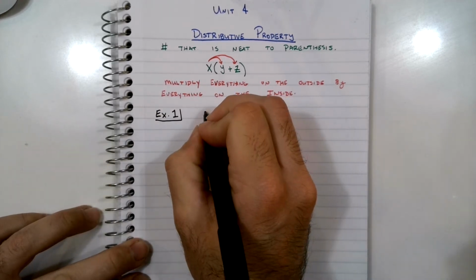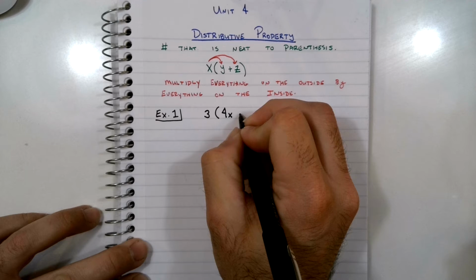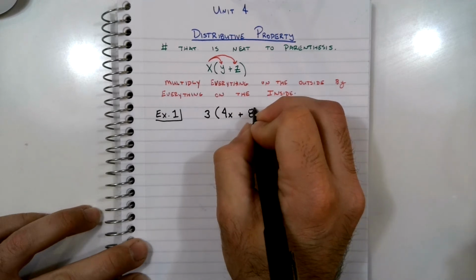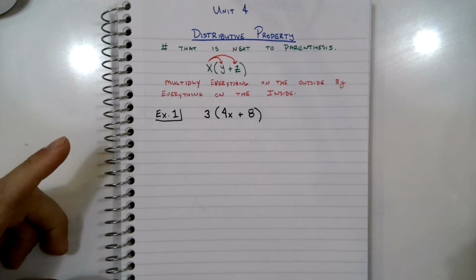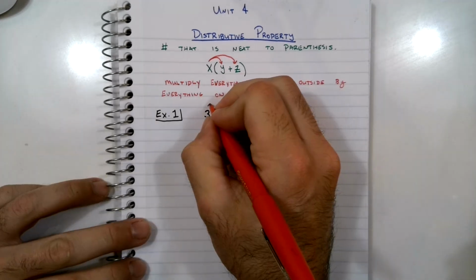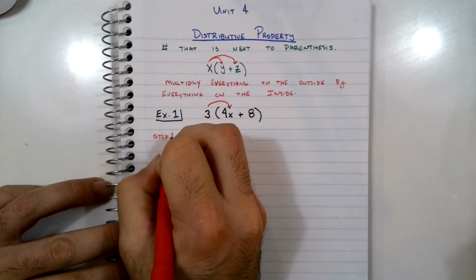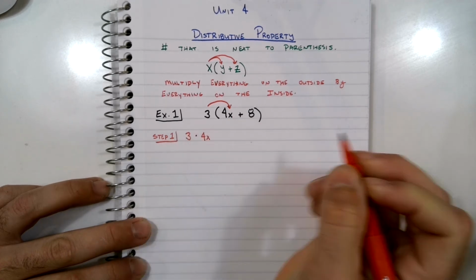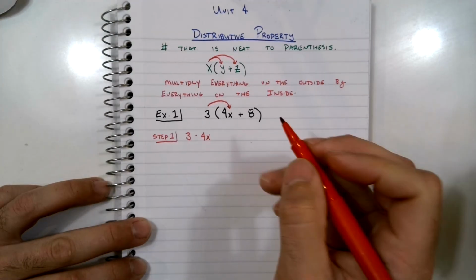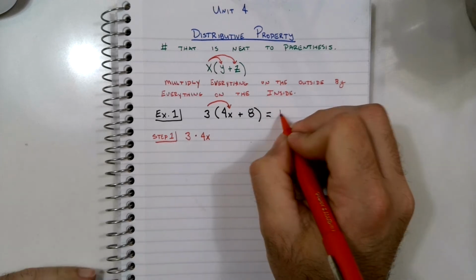Let's say I have 3 times 4x plus 8. So distributive property. I'm going to do this in steps so you can see it, and I'll do it in different colors too. I'll do everything on the outside first, so it's 3 times 4x. Step 1 is 3 times 4x, and that's going to equal 12x.